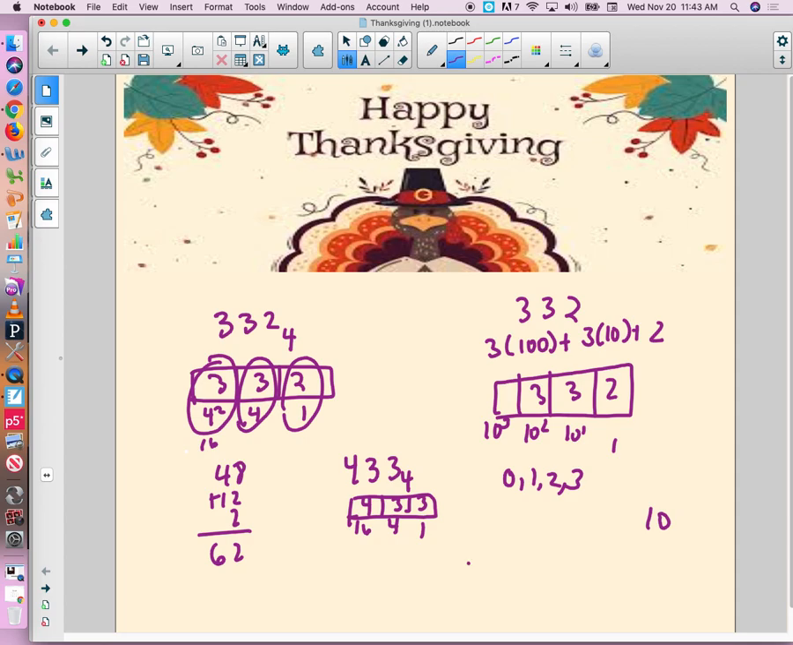So let me give you one more to try. Let's do 512 in base 6. Let's just do 12 in base 6. I don't really want to get a lot of... I'll tell you what. Do 52 in base 6.